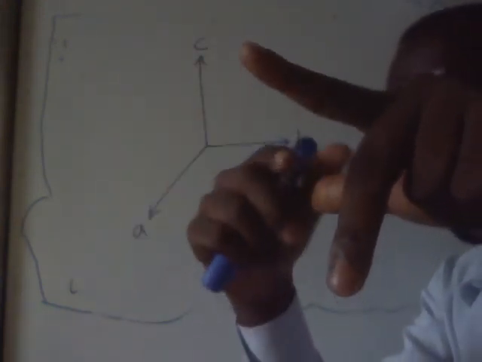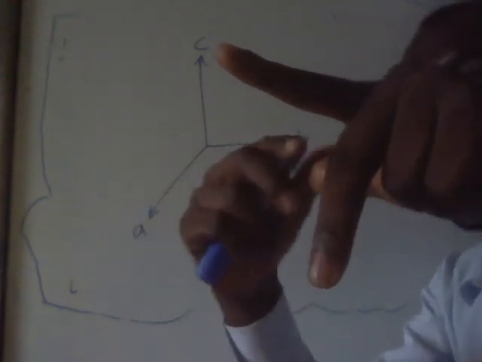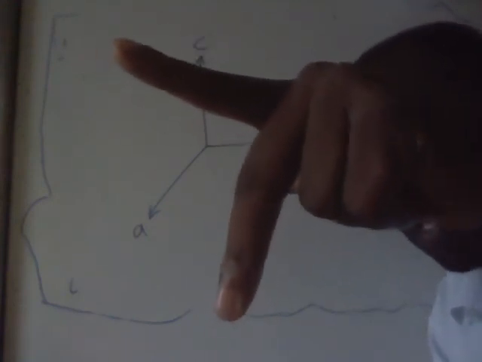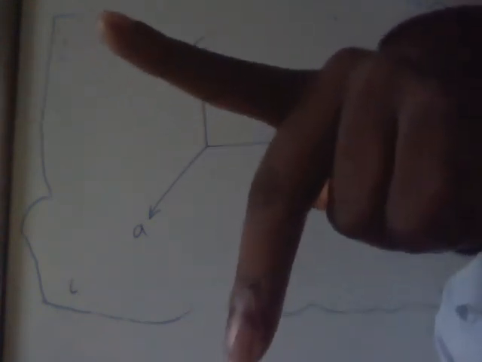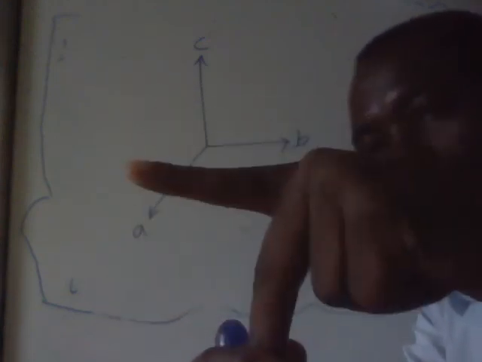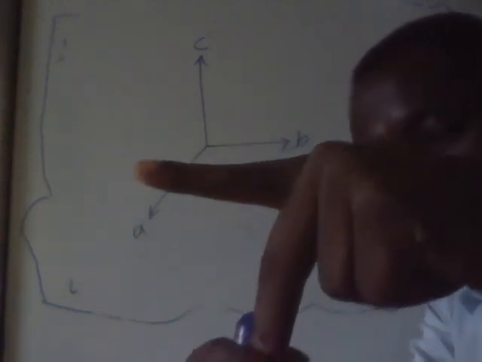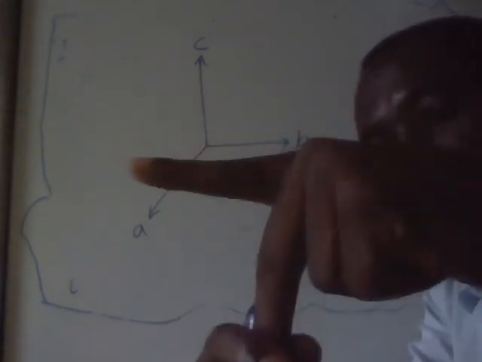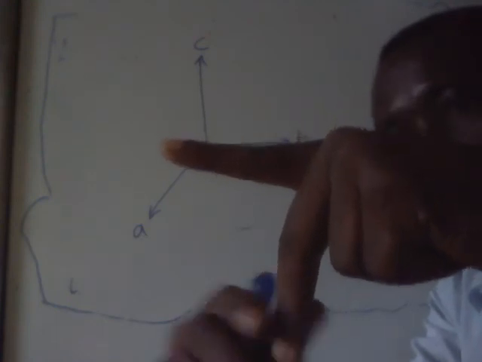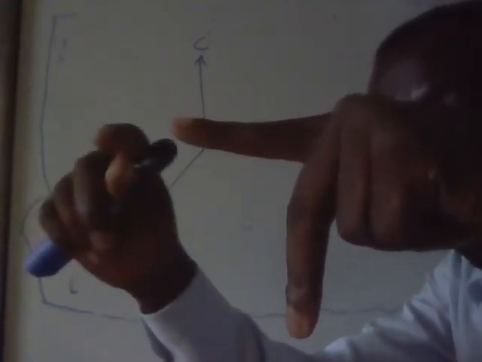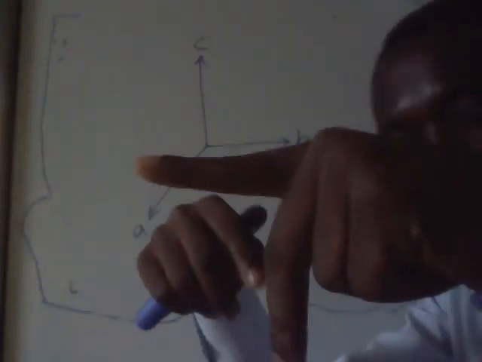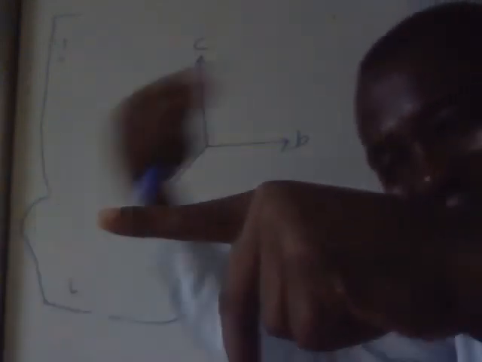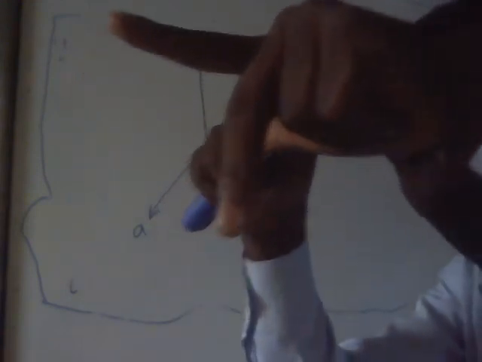When these three fingers, the thumb, the forefinger and the second finger, of the left hand are stretched out perpendicular to each other, in such a way that the second finger points in the direction of current, and the forefinger points in the direction of the magnetic field, then the conclusion is that the thumb will point in the direction of force or motion.